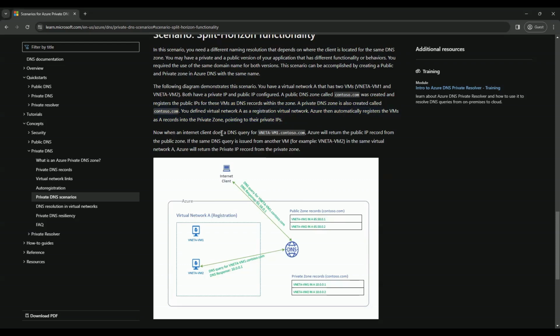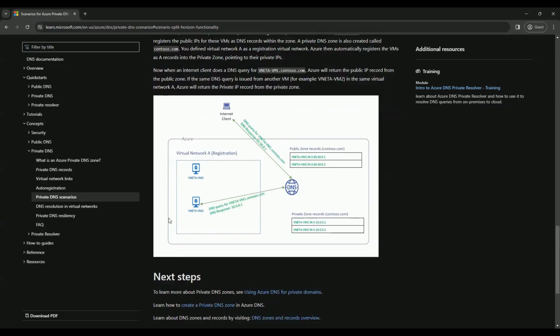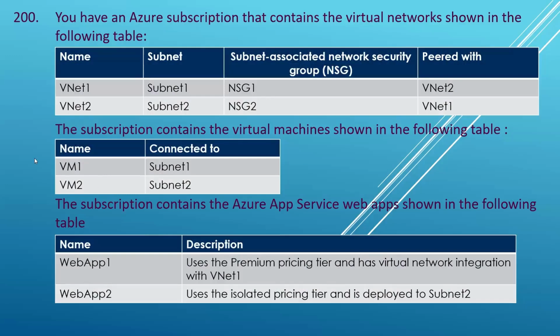Now, when an internet client does a DNS query for vnet-a-vm1.contoso.com, Azure will return the public IP record from the public zone. If the same DNS query is issued from another VM, for example, VNet A-VM2 in the same virtual network A, Azure will return the private IP record from the private zone. This is the diagram which is trying to demonstrate what was asked in this question.